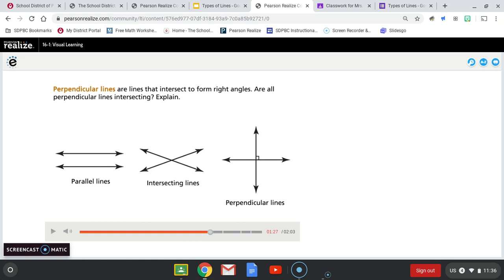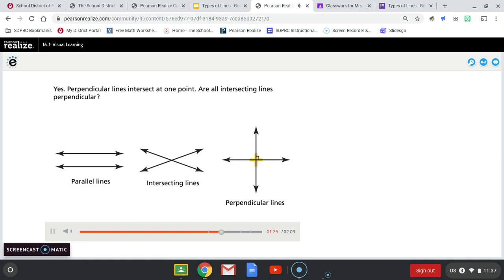Okay, so are all perpendicular lines intersecting? Well, yes. Perpendicular lines are intersecting with each other, but intersecting lines doesn't just mean that they're perpendicular, because remember, perpendicular lines have that 90-degree angle, that perfect L. Yes, perpendicular lines intersect at one point.